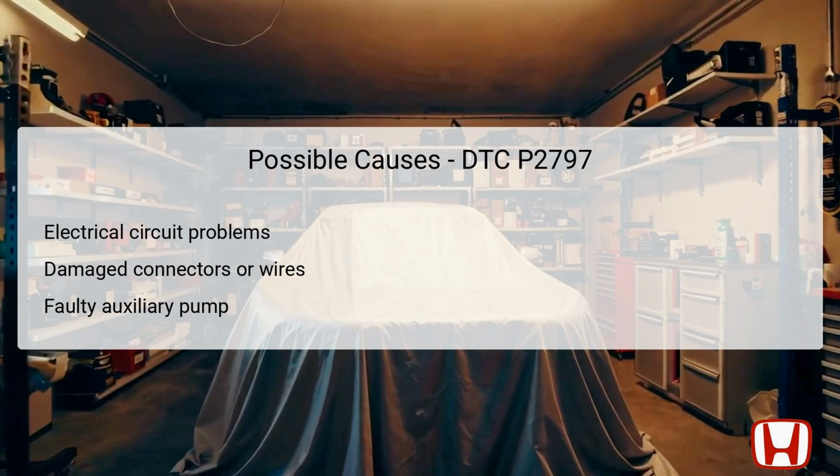When investigating the possible causes of DTC P2797, several components should be considered. Primarily, electrical circuit problems are at the forefront, as the DTC suggests an issue that cannot stem from mechanical failures. Damaged connectors or wiring can lead to poor electrical connections or complete circuit failures, drastically affecting the pump's performance. Additionally, a faulty auxiliary transmission fluid pump may also contribute to this DTC being triggered.